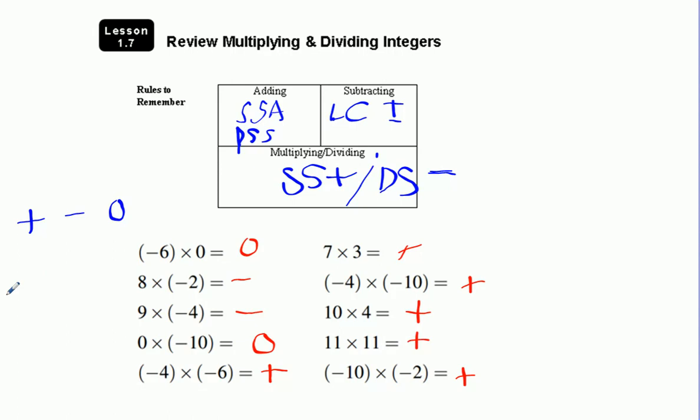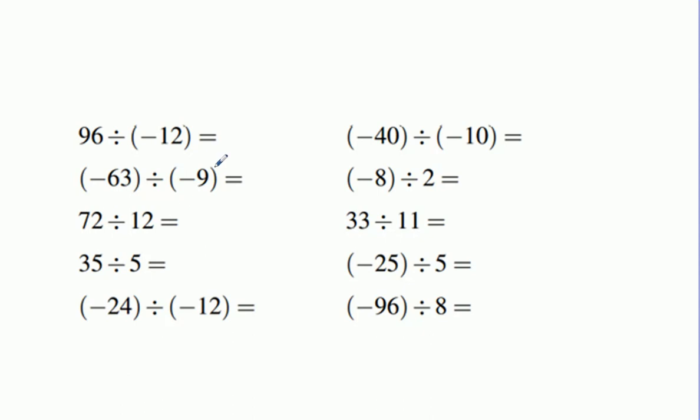I'm moving on to the division ones. Here we go. At the bottom, the division ones again. If I have to see the rules up here, we can. Same signs, positive numbers, positive answer; different signs, negative answer. So 96 and negative 12 have different signs, so that means it's going to have a negative answer.